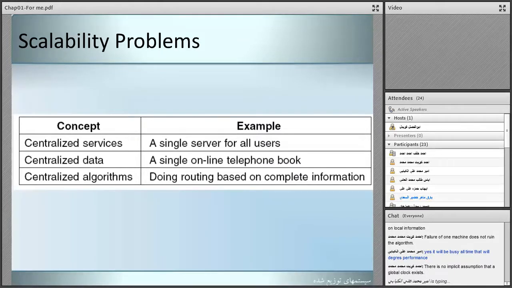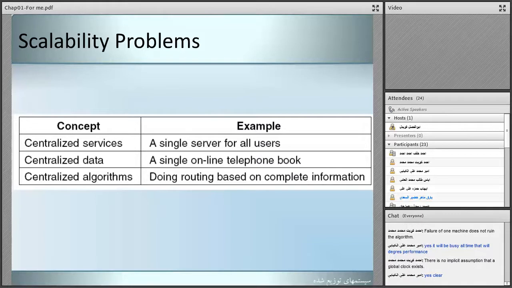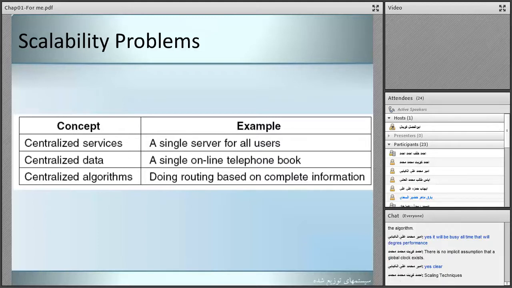And the other one is centralized data. Centralized data, like centralized services, is another problem for scalability. Suppose that all the data of users are stored in one server, in a single location. So all the users want to access this database, and it would be traffic, it would be bottleneck, and the performance is decreased again. So centralized data is another problem for scalability. Okay?